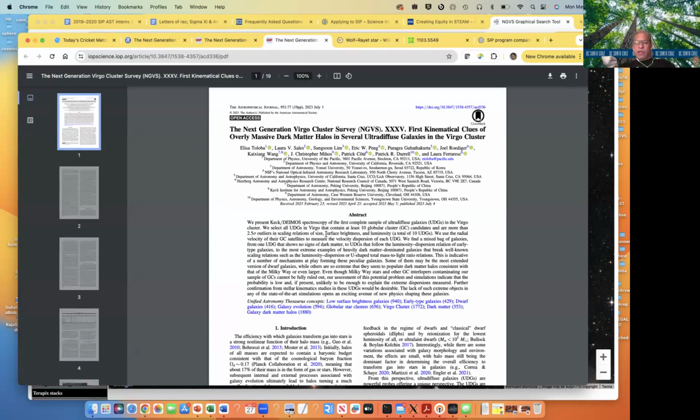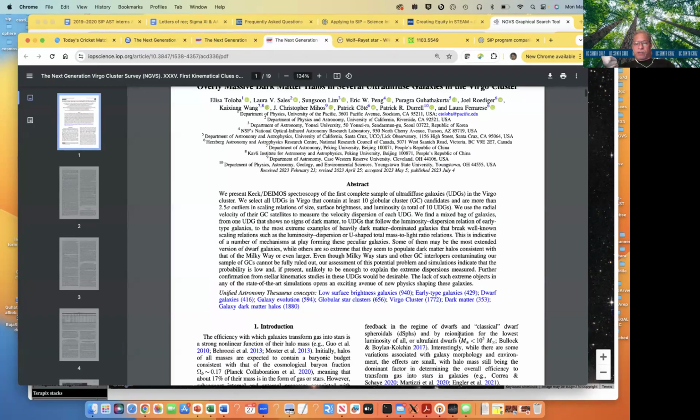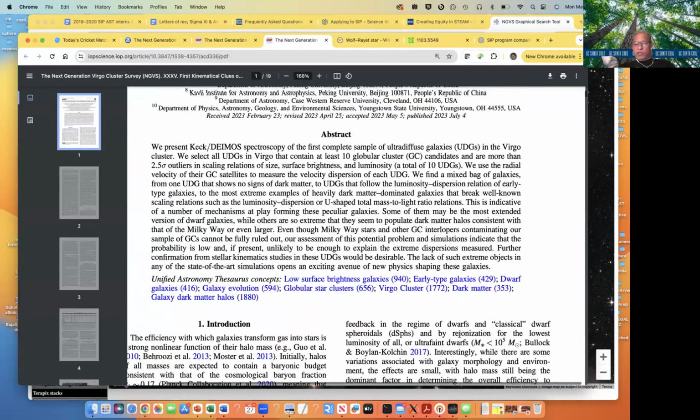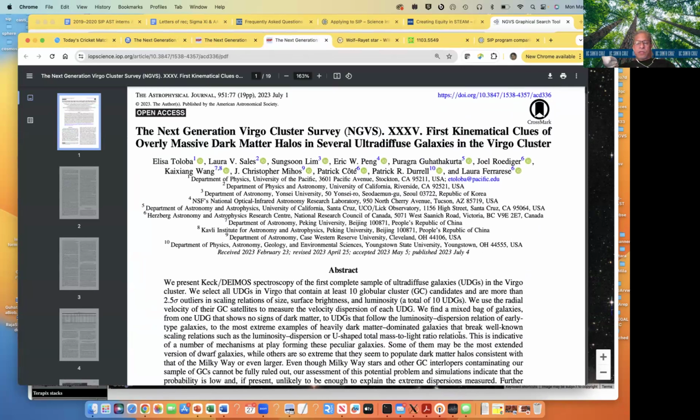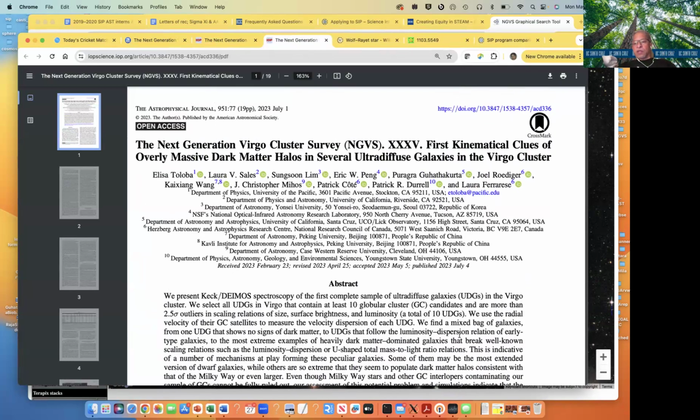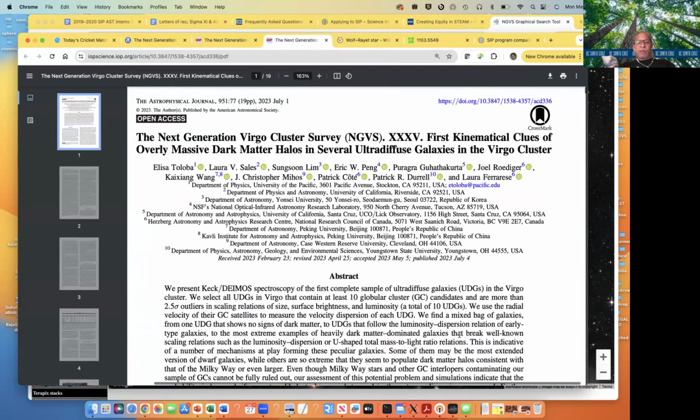And you can see, I'm going to zoom in a little bit. Not so much, I guess. That's good. Okay. So this is what the published version of the paper looks like. It was published in the Astrophysical Journal. 951 is the volume number. 77 is the article number, I believe.